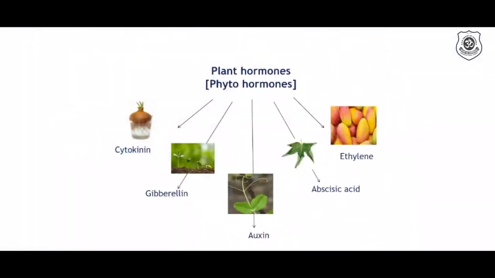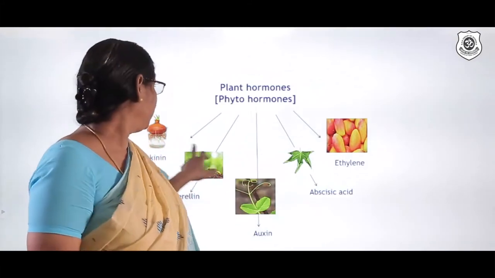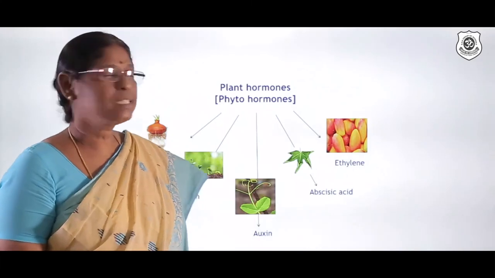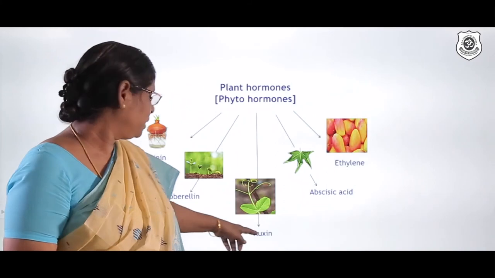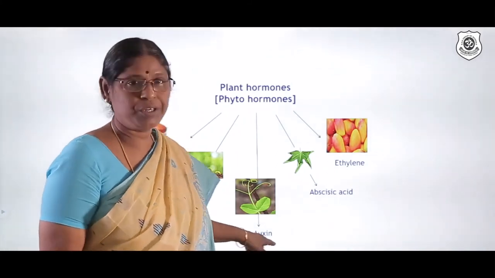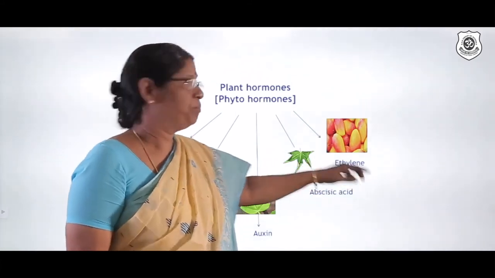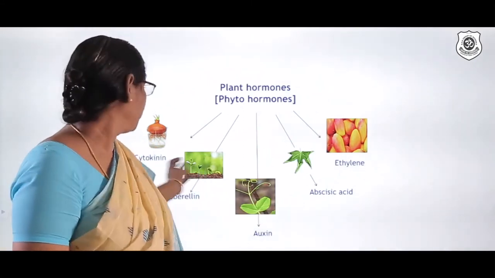Now let us see the various other plant hormones which help in coordinating in the plants. These are the plant hormones, which we also call phytohormones. Here, these are various hormones that are seen in plants. First one is cytokinin, the second one gibberellin, third one auxin, this already you have heard, and abscisic acid is the next one, then ethylene. Now let us see what are the functions of these hormones.